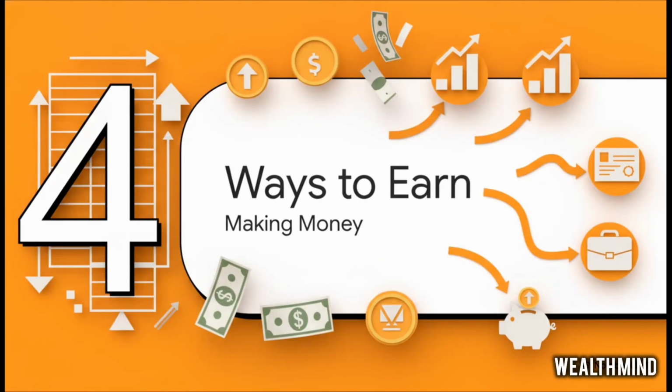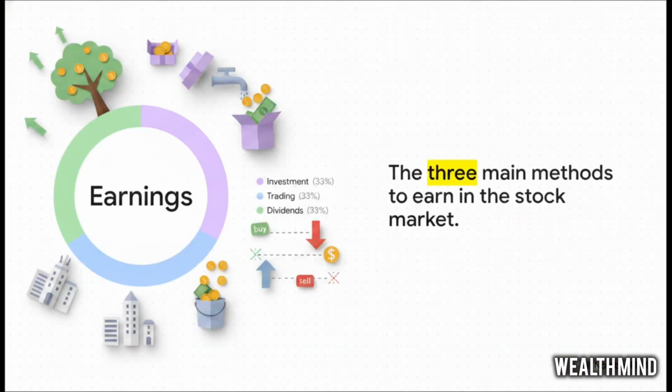Section 4. 3 ways to earn. All right, let's get to the part everyone actually loves. How exactly is money made in this ecosystem? Well, the absolutely crucial thing to know here is that there are 3 primary earning methods. First up is investment, putting your money into a fundamentally strong company and just letting it grow over the long term. Second is trading, actively buying low and selling high to capture those short-term price gaps.